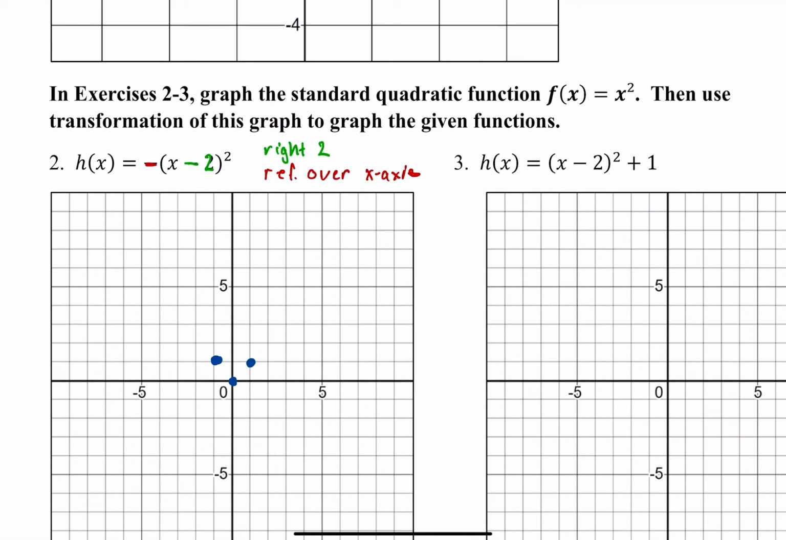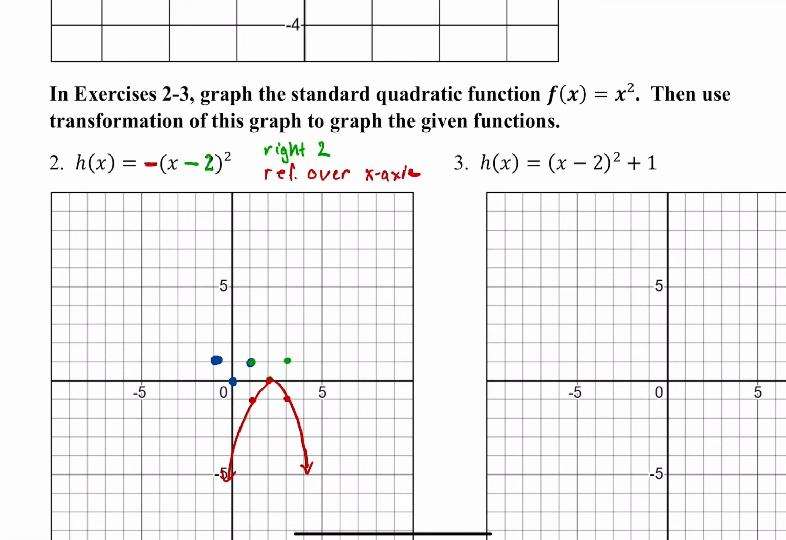So let's first apply the movement to the right 2. So the green points, or the anchor points, will go there. Then we'll reflect the points that are in the first quadrant down to the fourth. And then we'll sketch a graph in the same pattern as the quadratic function. So there's number 2.